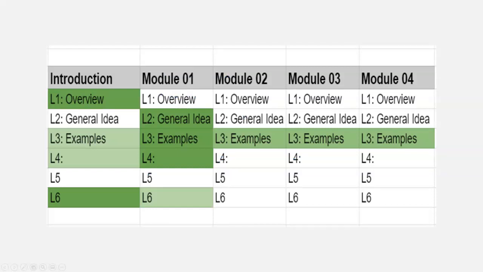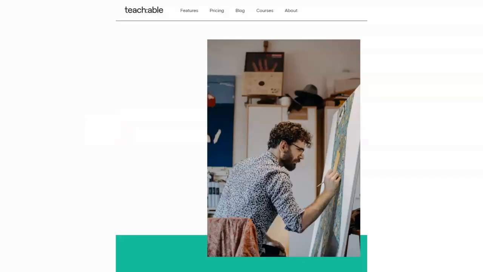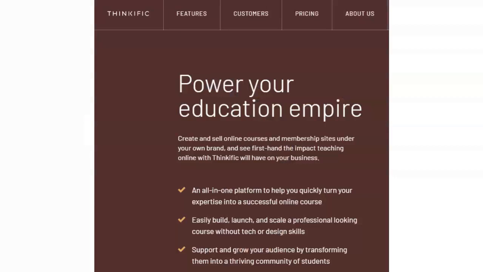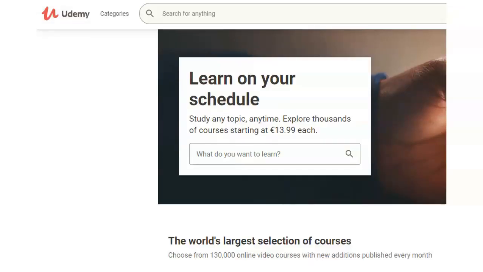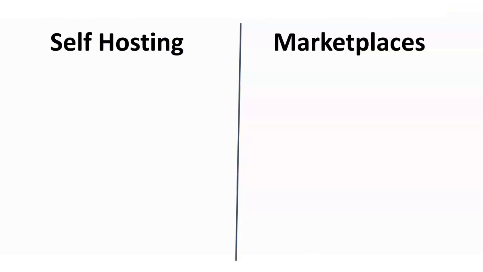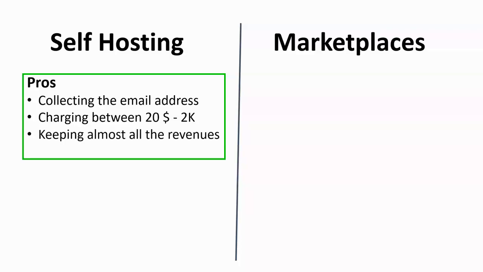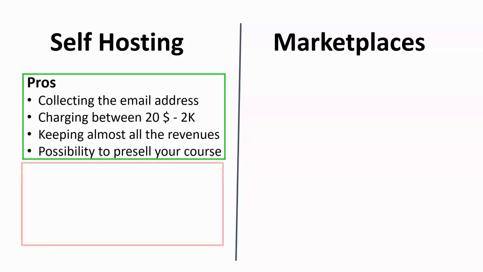Now, where to sell the course? In general, there are two main ways, either self-hosting or marketplaces. Let us have a look on self-hosting versus marketplaces. Pros of self-hosting: collecting the email address of your students, flexibility in charging for your course in average between $20 to $2,000, keeping almost all the revenues, possibility to pre-sell your course.